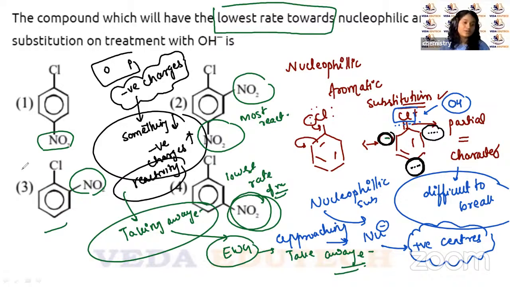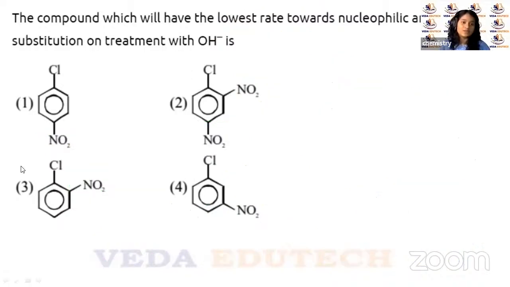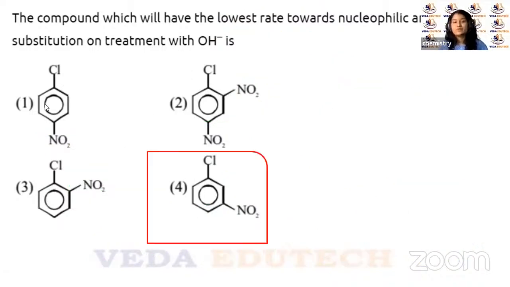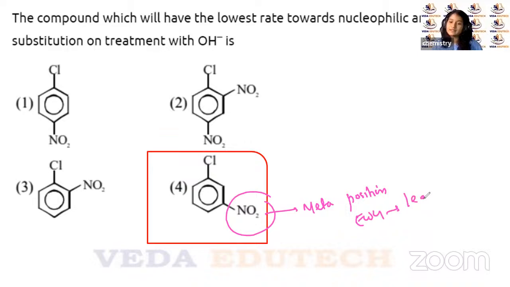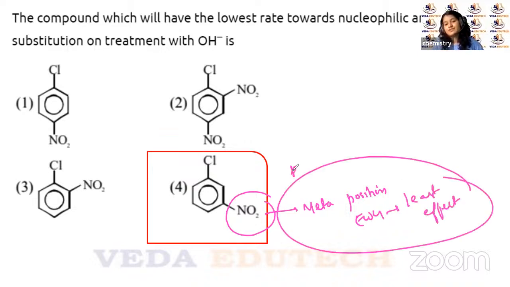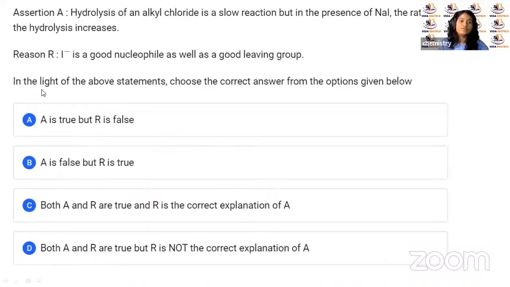Yes, children. I'll erase all of this. So now can I say that this is going to have the lowest rate? Why? Because this is present at the meta position, so this EWG will have the least effect. Is this clear to everyone? Moving on to the next question. Now everybody will try this question. Try, everyone.